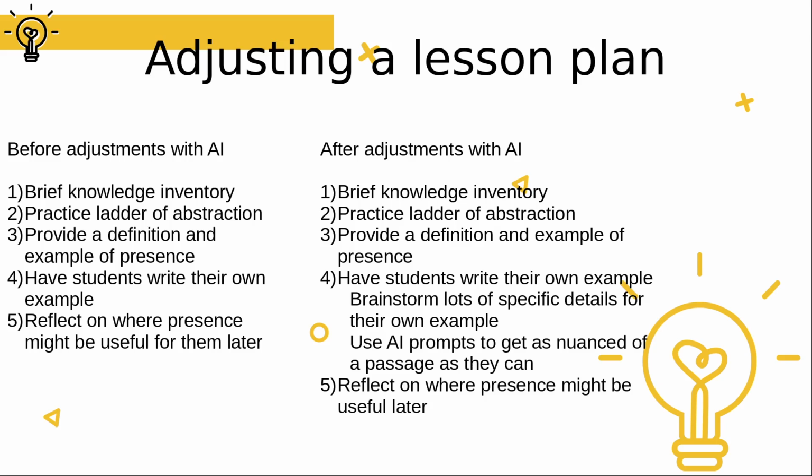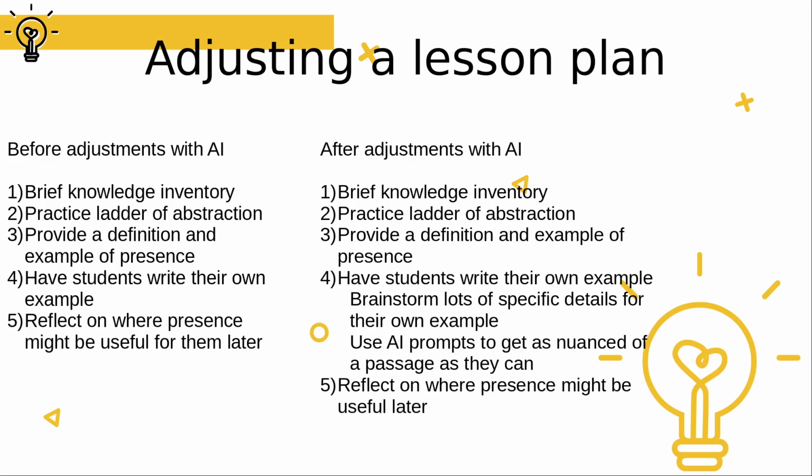So the lesson plan. I've got two of them on this slide. I've got before adjustments with AI and after adjustments with AI. And so I'm just going to talk through these two lists. Before making adjustments with AI, if I am introducing students to the concept of presence, what I would do is maybe start with a brief knowledge inventory about things that we've already learned in the class, because if I'm just starting to introduce presence to them, that's a course concept, and it'll give them a chance to tie it back to the ones that we've already learned.